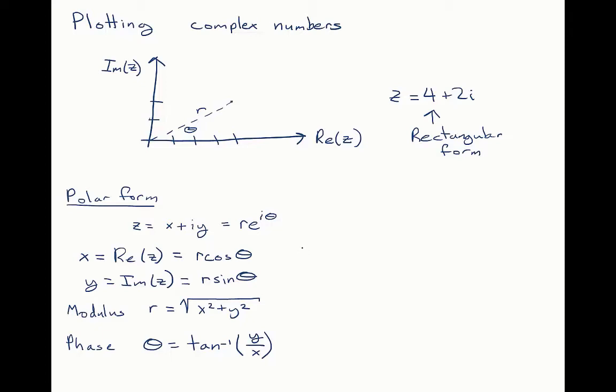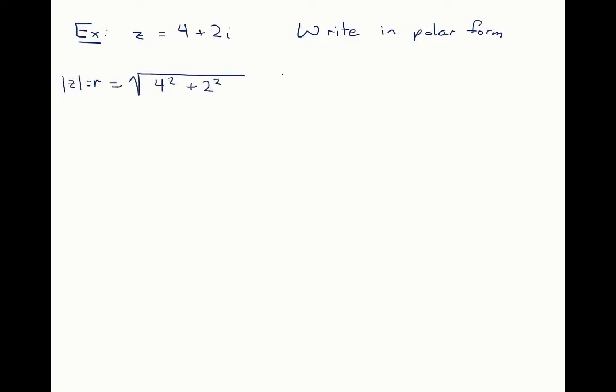Okay, let's do an example. So let's take our complex number example we've been using. So I have it in rectangular form and I want to write it in polar form. So first we need to find out the modulus, which we can also write as the absolute value of c. So it's just the square root of the real part squared plus the imaginary part squared. That gives us the square root of 20. And if you want to leave your answer as a square root of 20, that's fine with me. But if you want to fix it up, you can do this as well.